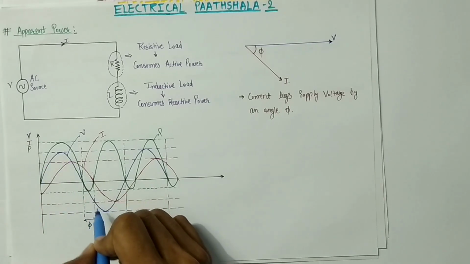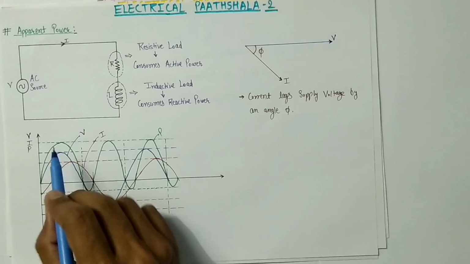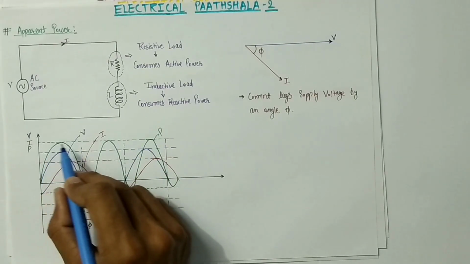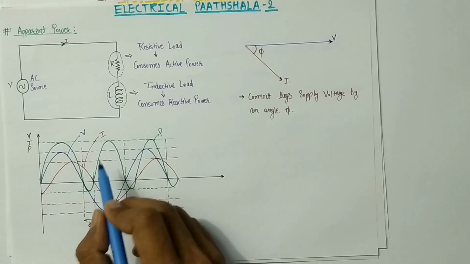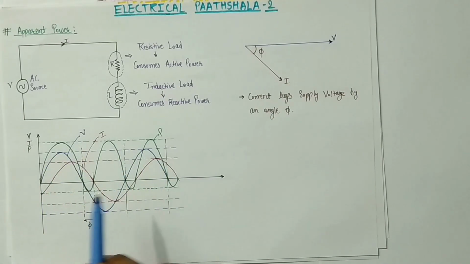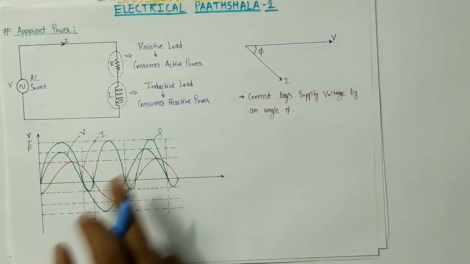Now this blue color is showing the voltage waveform, red color is the current waveform, and the green color is showing the power waveform. In the power waveform, you can see that power is positive and negative as well, but the magnitude of positive power is greater than the negative power. Therefore we will get some power out of this system.